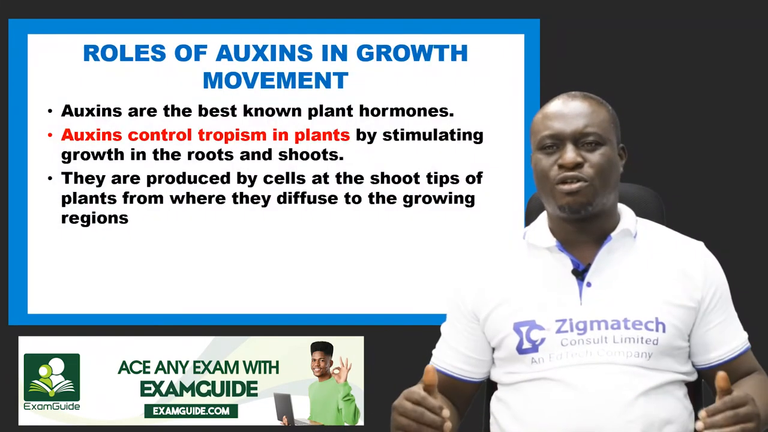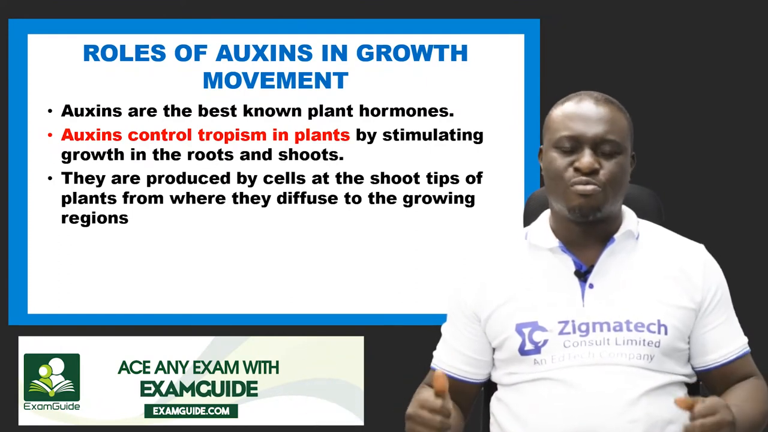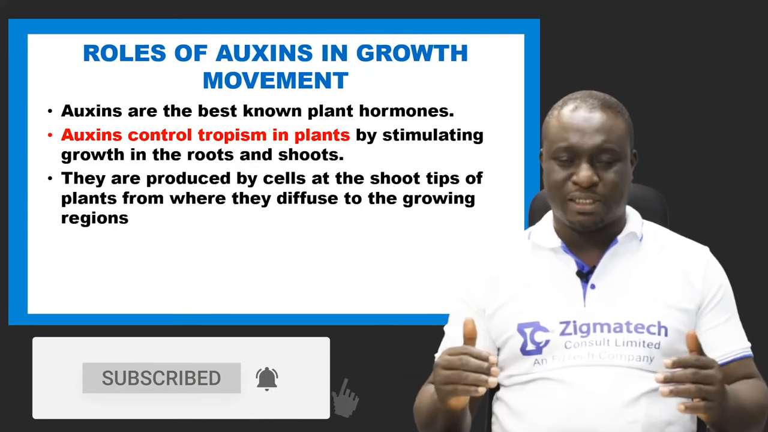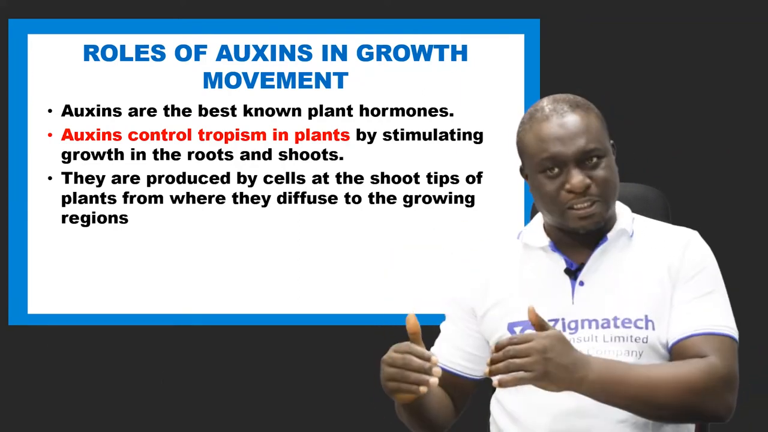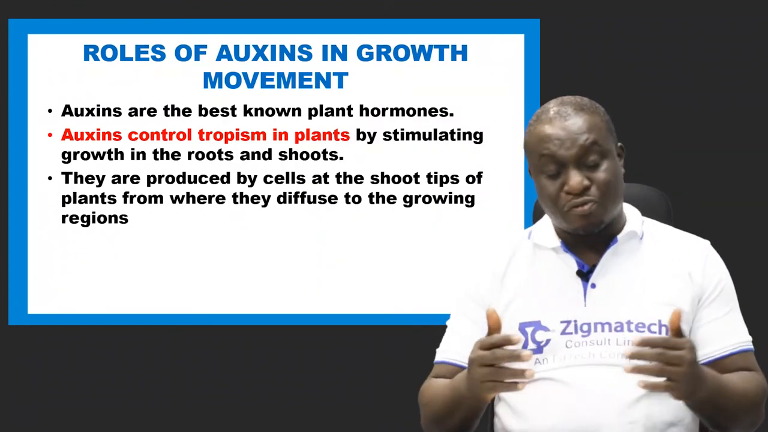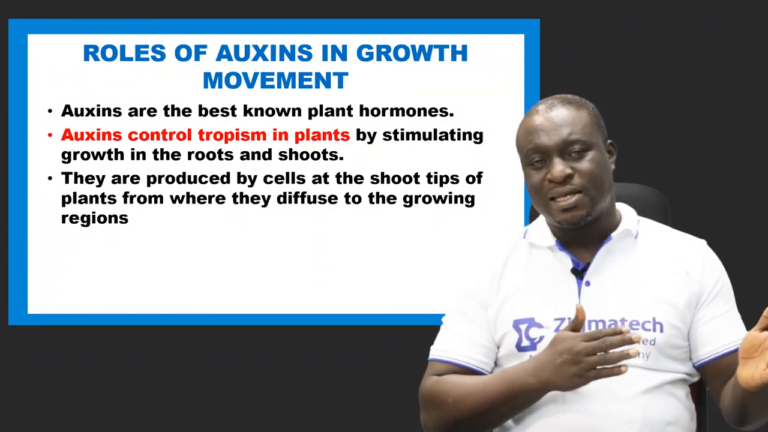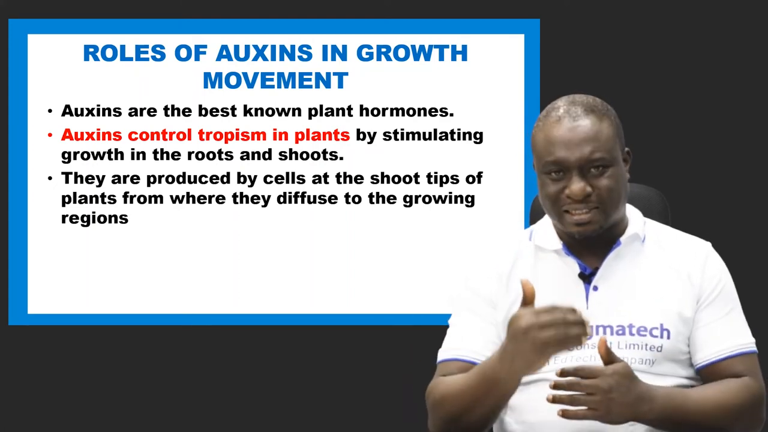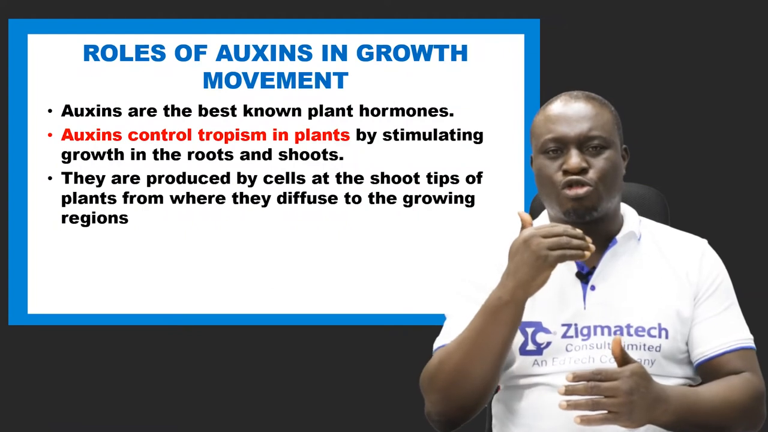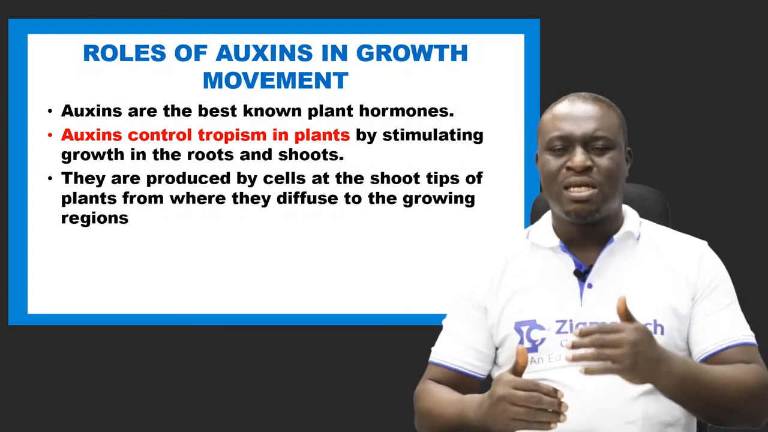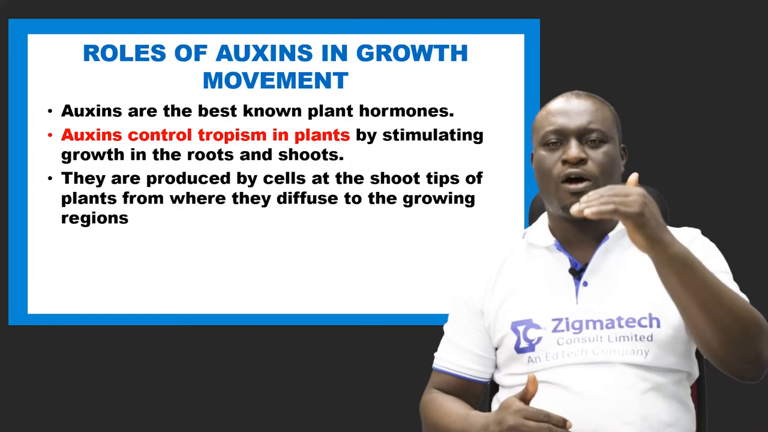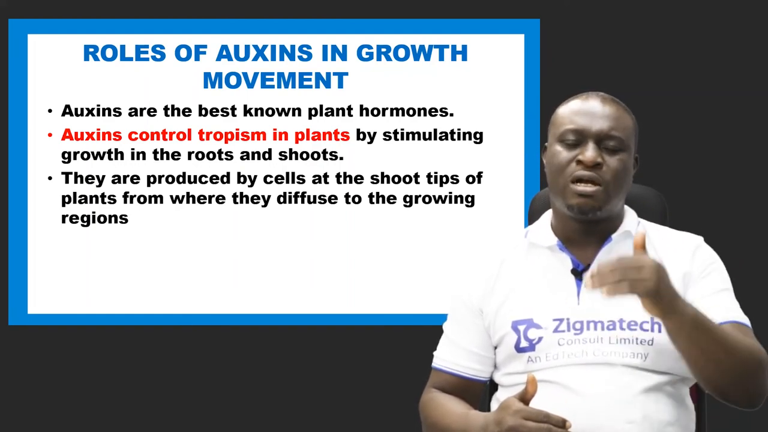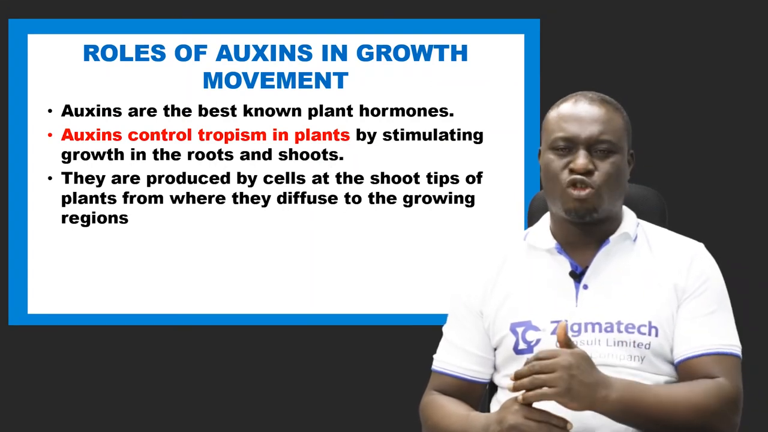Now, let's talk about the roles of auxins in growth movement. Mostly phototropism is a growth movement. Remember, we just finished discussing that tropism is a growth movement. What brings about growth movement in tropism is a hormone called auxin. Auxin is one of the best plant hormones for growth.